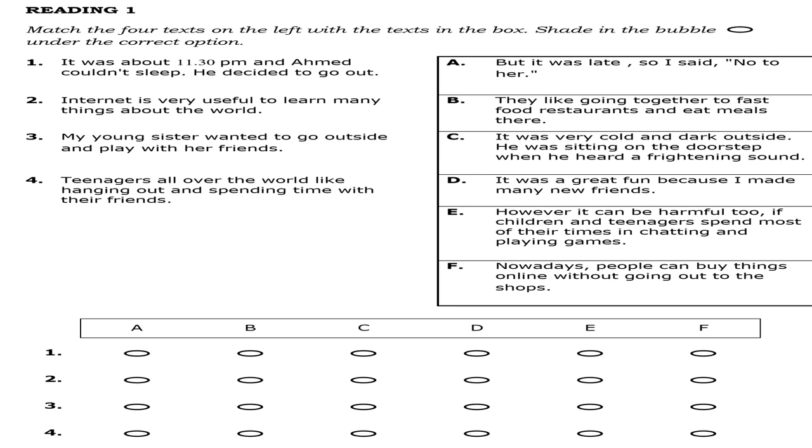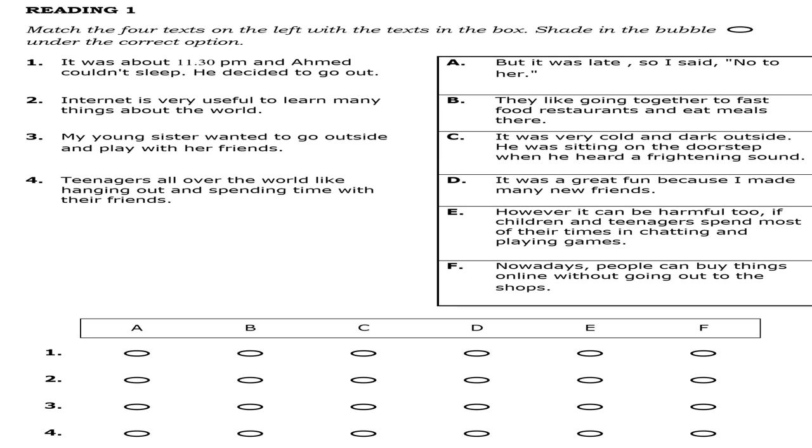So number 1 with C. Number 2, internet is very useful to learn many things about the world. However, it can be harmful too if children and teenagers spend most of their time chatting and playing games. Number 2 with number E. Number 3, my young sister wanted to go outside and play with her friends, but it was late, so I said no to her. So number 3 with A.